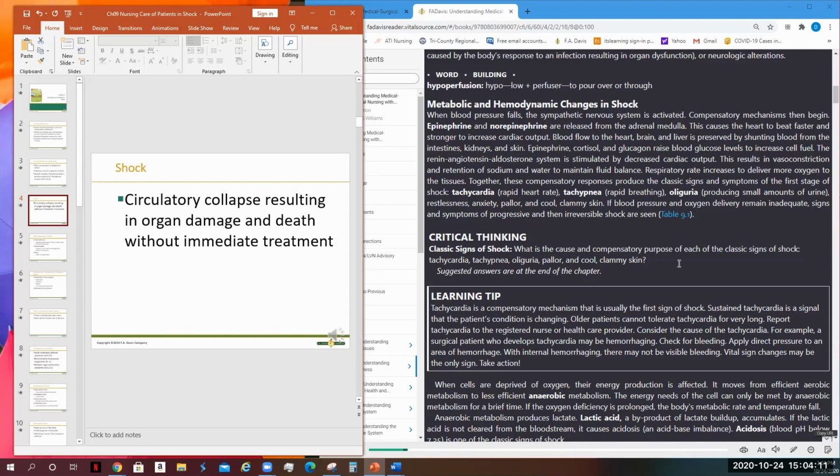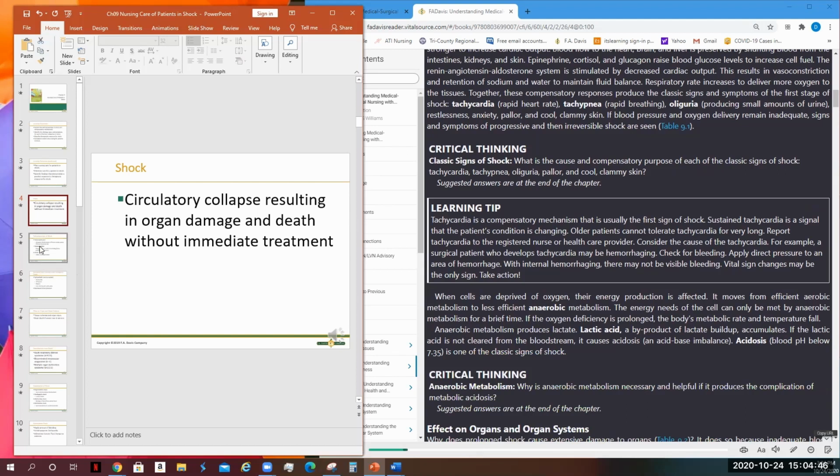Pallor is caused by the reduced blood volume or flow. Peripheral vasoconstriction shunts blood from the skin to the vital organs. Cool, clammy skin is the result of decreased blood flow to the skin and the release of moisture, sweat, from the skin. Sweating cools the body in anticipation of the fight or flight response, which generates body heat when it occurs. Learning tip.